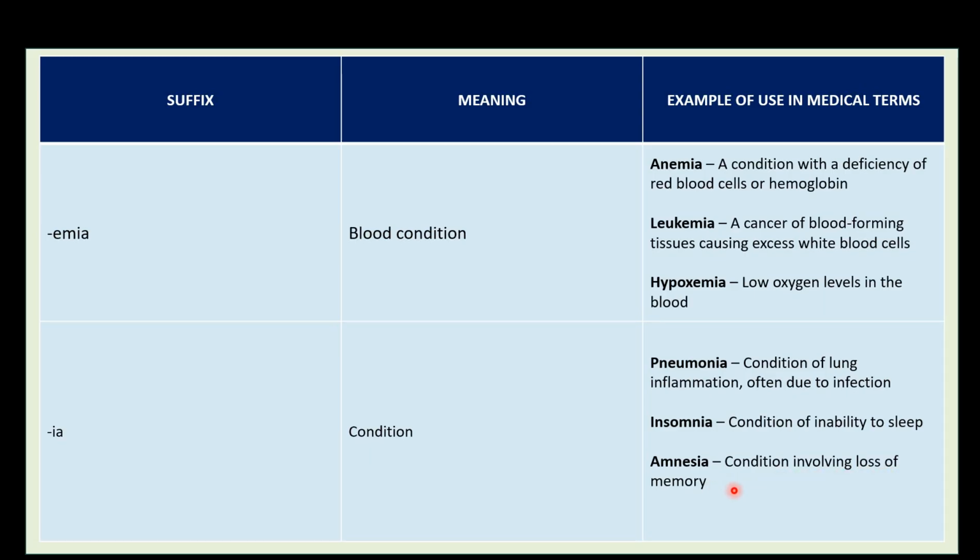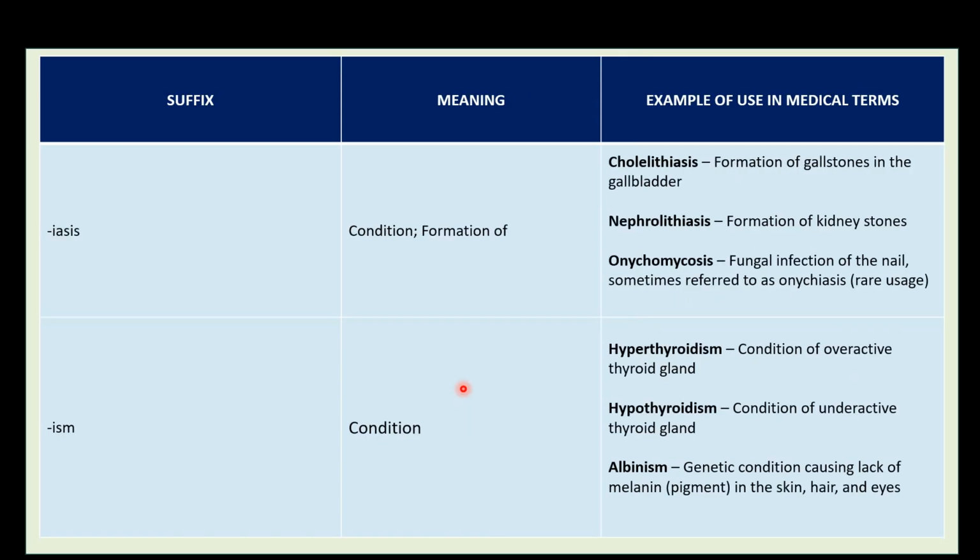Yes, so if a patient is suffering from a loss of memory condition, then in that case we will use this -ia as a suffix. So far we have discussed two suffixes, -emia and -ia. One we have utilized to show a blood condition, and another one shows a condition. Condition could be of anything: condition related to sleep, condition related to lung, condition related to amnesia. Okay, let's move to the next suffix.